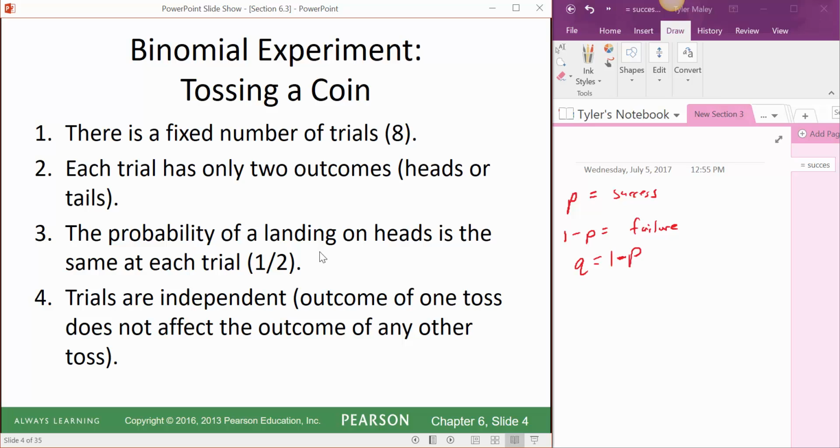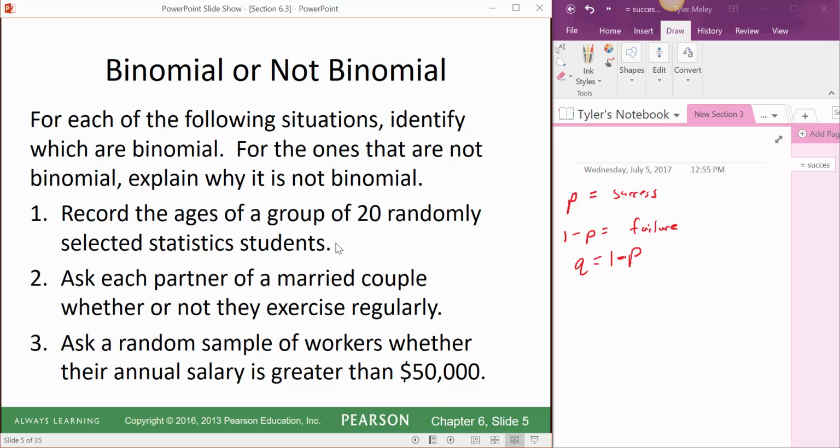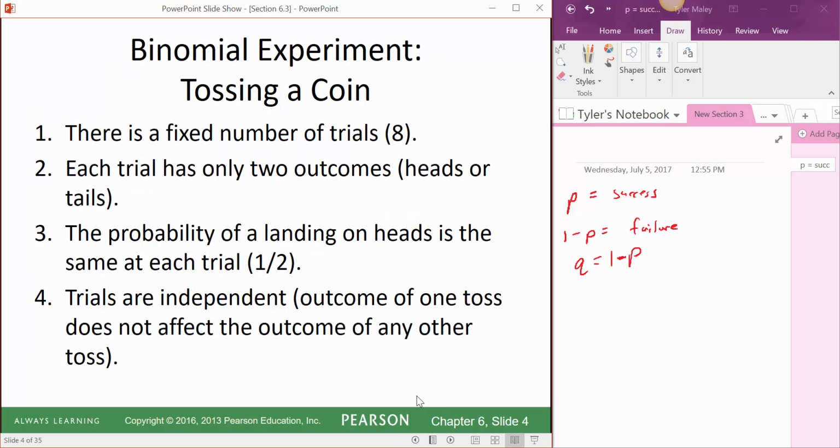Then part 3, we want the probability to be the same at each trial, and that's true. If I flip a coin at each trial, I'll have a 1/2 probability of getting a head, for example. And then 4, we want our trials to be independent. In other words, we don't want one trial to affect another trial, which is true. If I get an outcome of one toss, it has no effect on the outcome of any other toss, so these are independent.